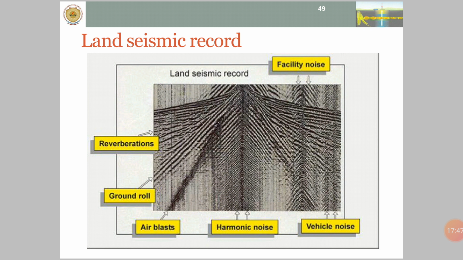In a land seismic record, we can have various types of noise like facility noise, which we have seen here, reverberation, ground roll, air blast, harmonic noise, and wakel noise. All these noises need to be removed from the data in order to have a meaningful interpretation.